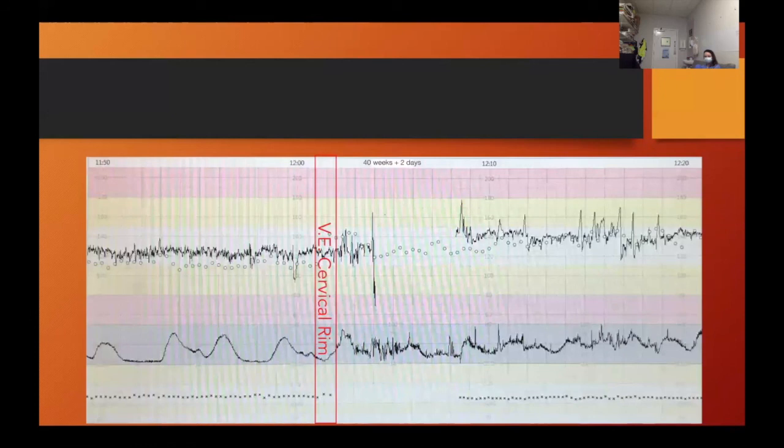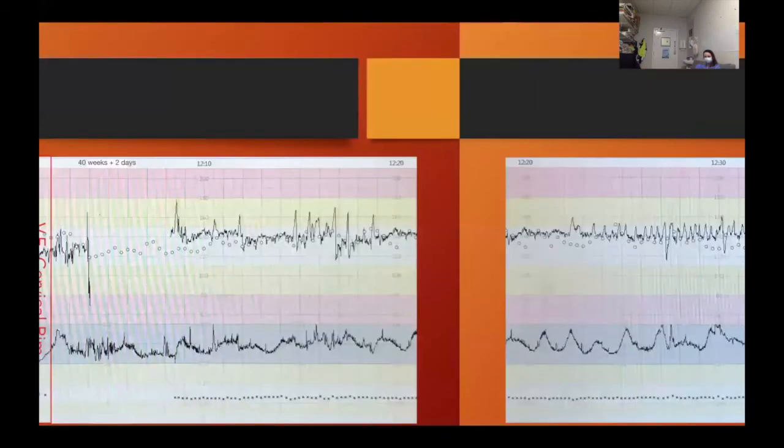And now she's actually progressing. So 2 hours later, 2.5 hours later, she's now at the cervical ring. You see that? So with terbutaline, we actually made her progress rather than pushing her more and more, and then she will end up with a C-section. Yeah?